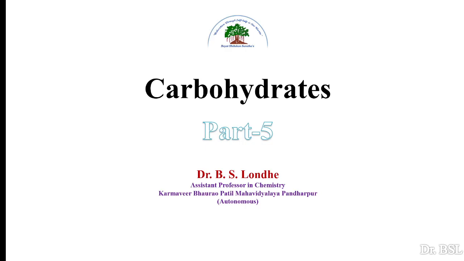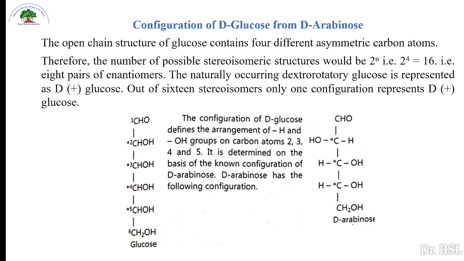This is part 5 of carbohydrates, and in this part, we are going to see configuration of D-glucose from D-Arabinose and objections against open chain structure of D-glucose. So, first of all, configuration of D-glucose from D-Arabinose. The open chain structure of glucose contains four different asymmetric carbon atoms.